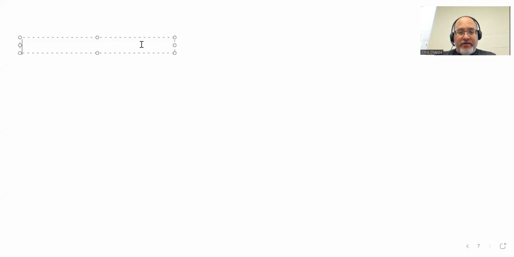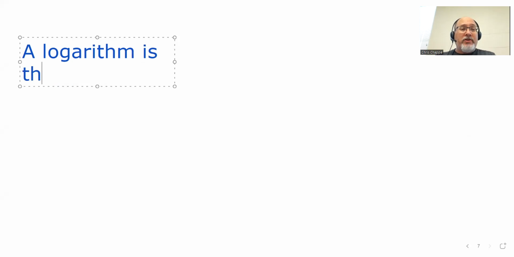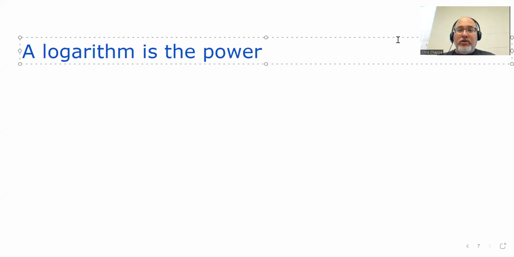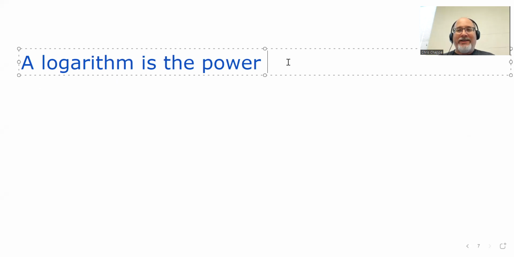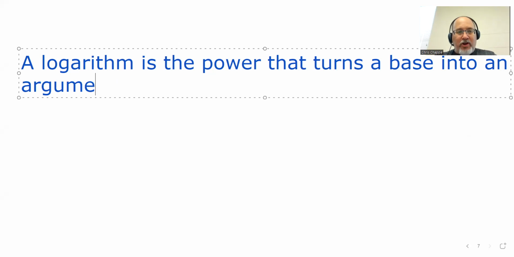So let's do that. A logarithm is the power, and I'm going to say the power because for a given problem, it is a unique power. Remember, it has to be because our exponential graph was one-to-one. It passed a horizontal line test. We're just doing the exponential graph backwards. A logarithm is the power that turns a base into an argument. Remember, the argument is just the input of the logarithm problem.